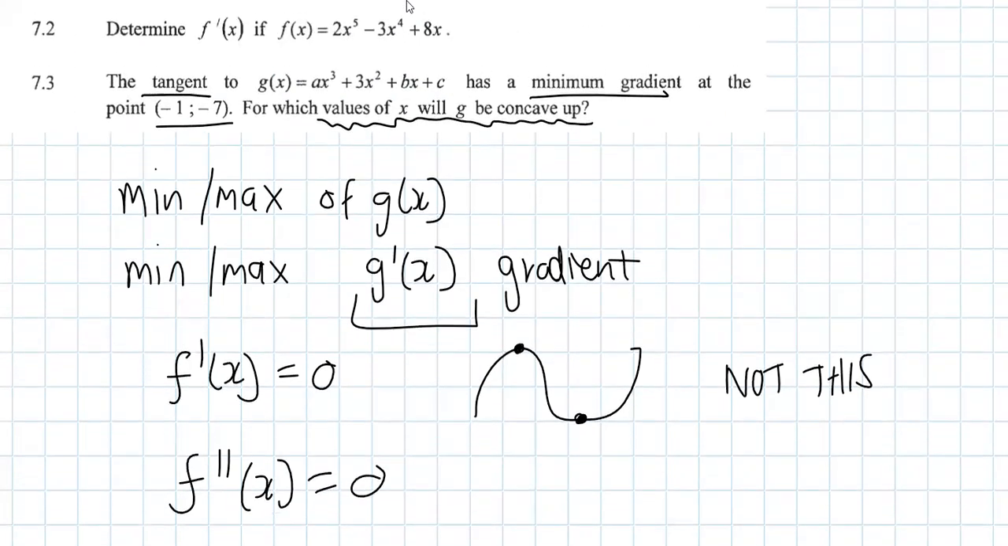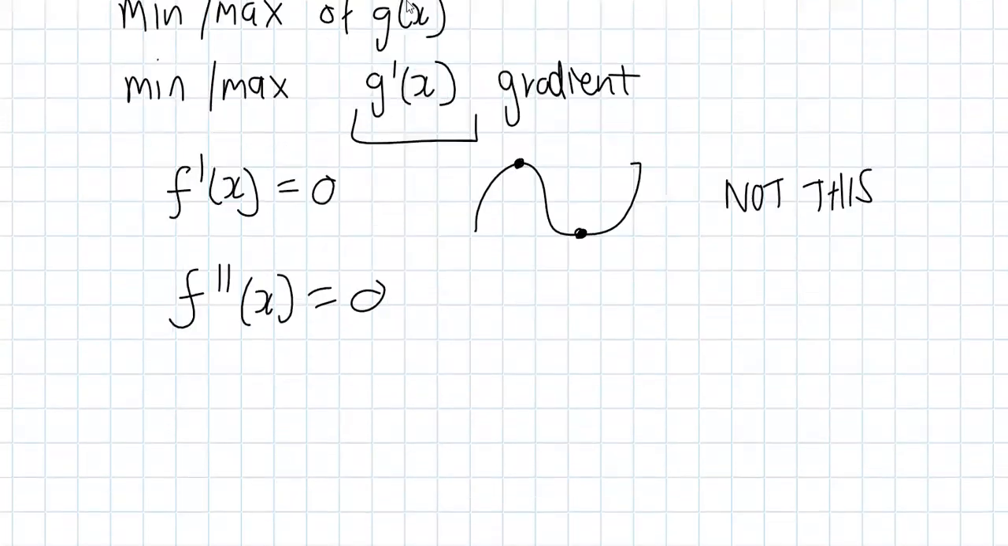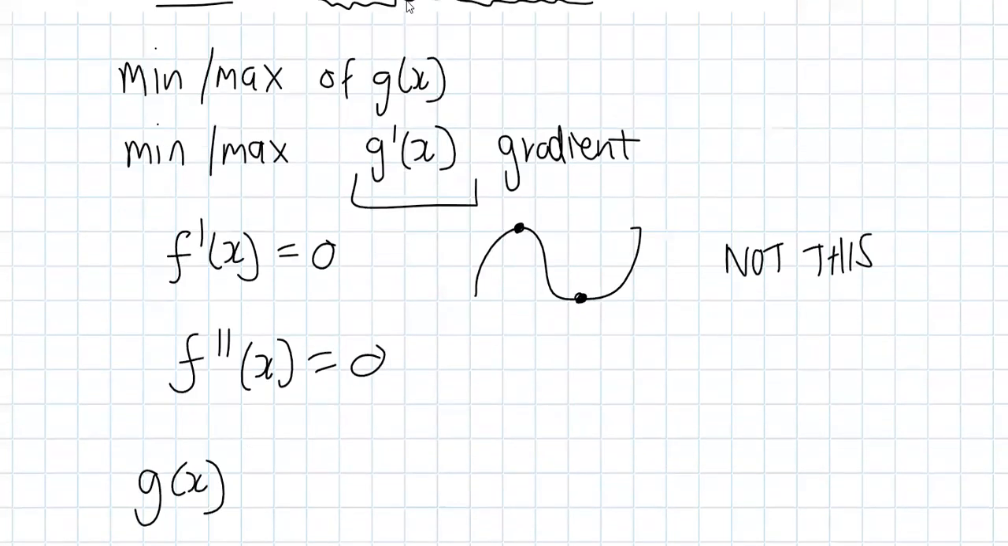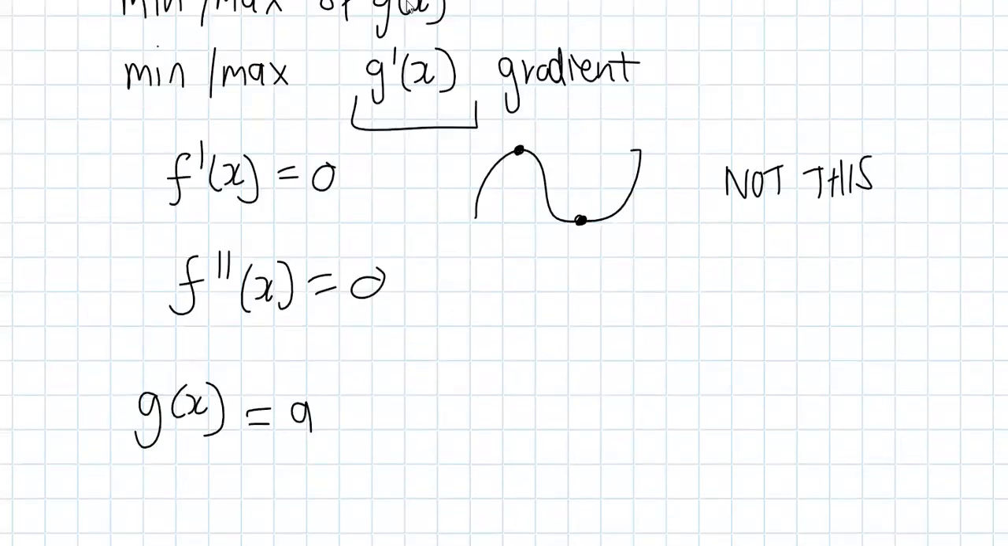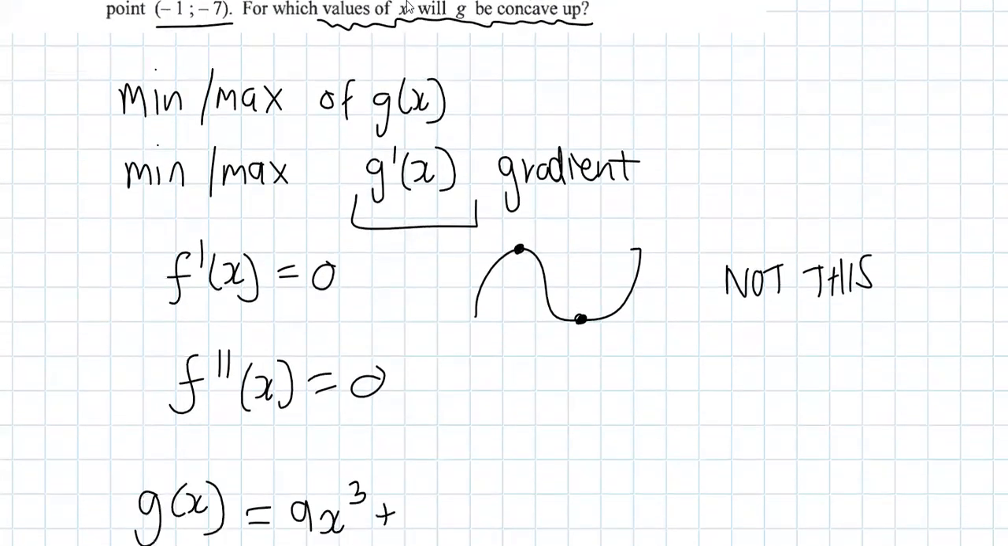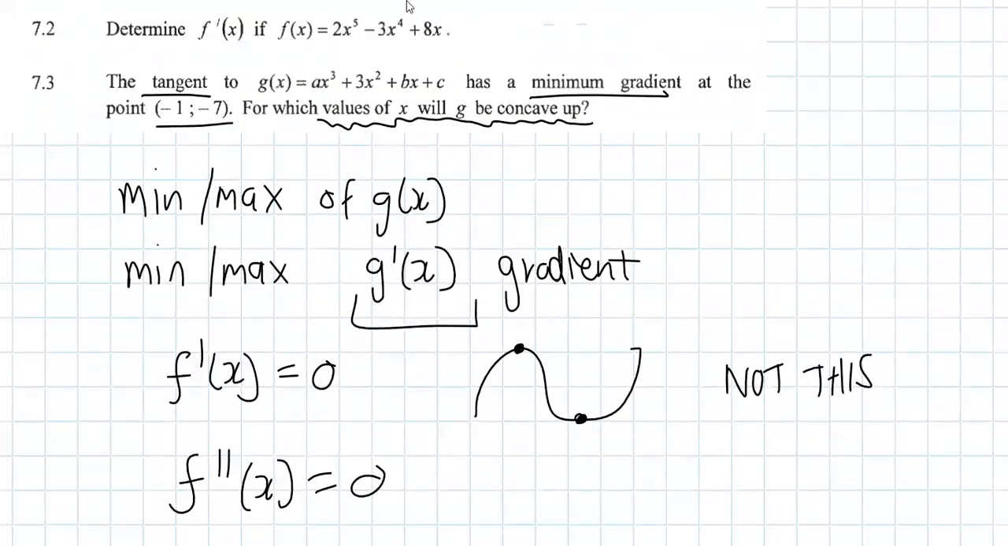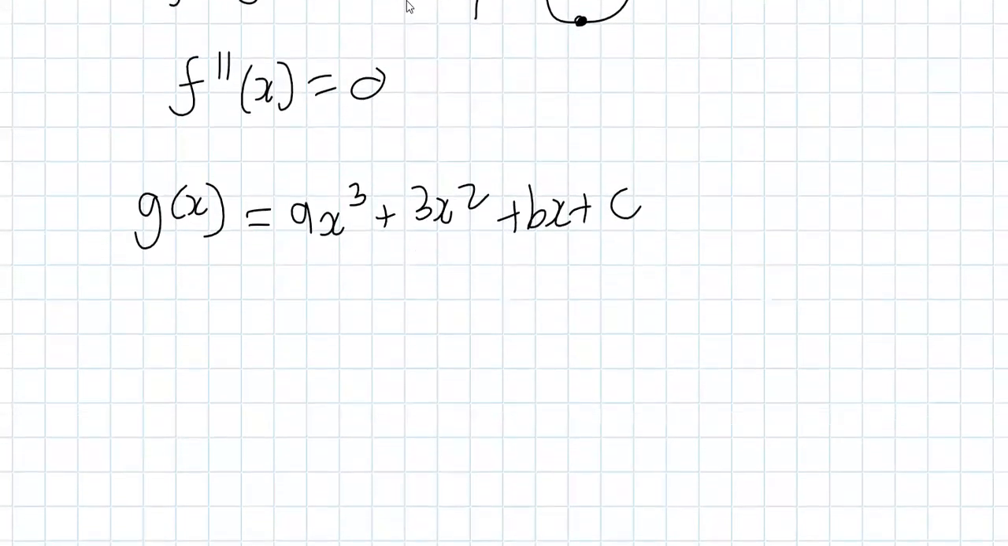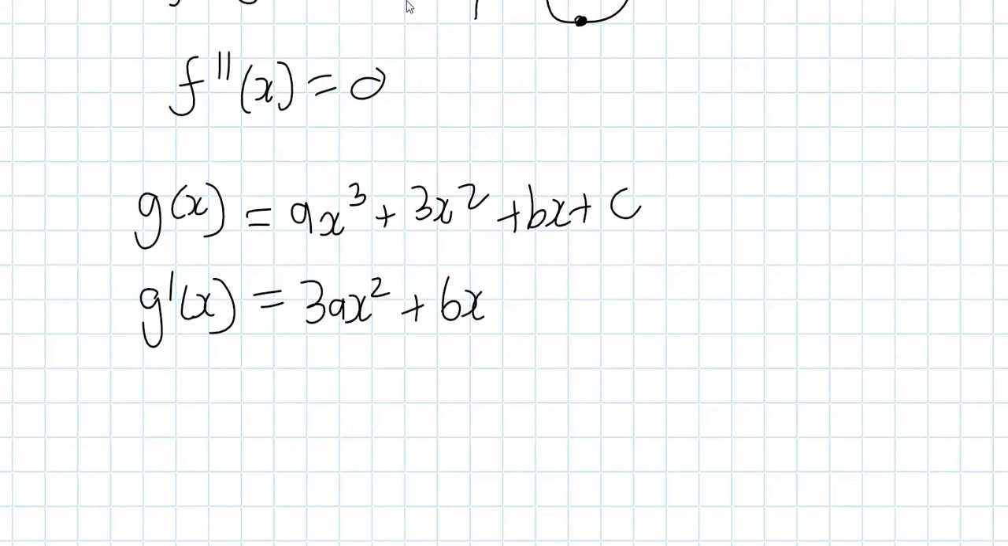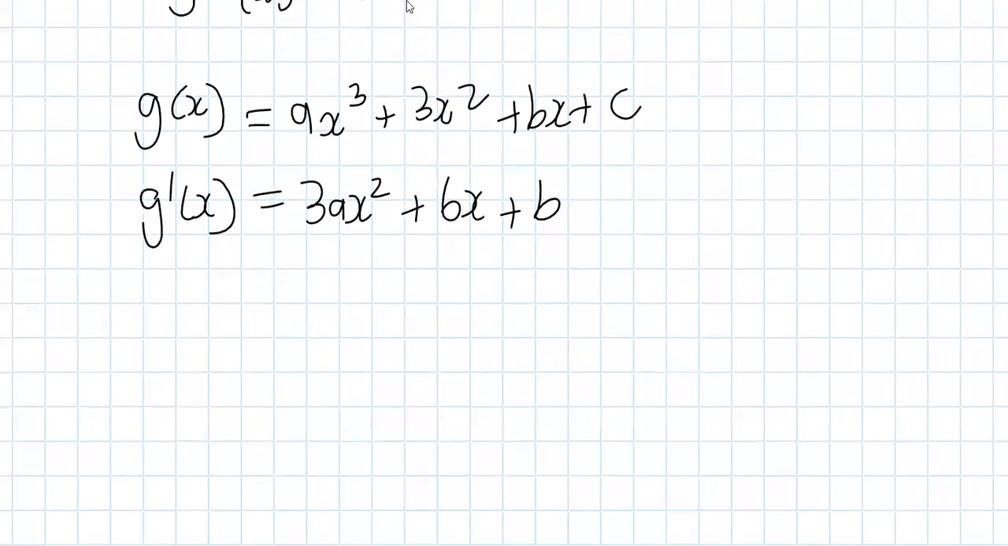So first we need our first and second derivative. So to use the power rule, g of x is equal to ax cubed plus 3x squared plus bx plus c. We want concave up and come back to that. Okay, first derivative. So it's 3 times ax squared, 3 times 2, 6x plus b, and the c falls away. That's our first derivative.